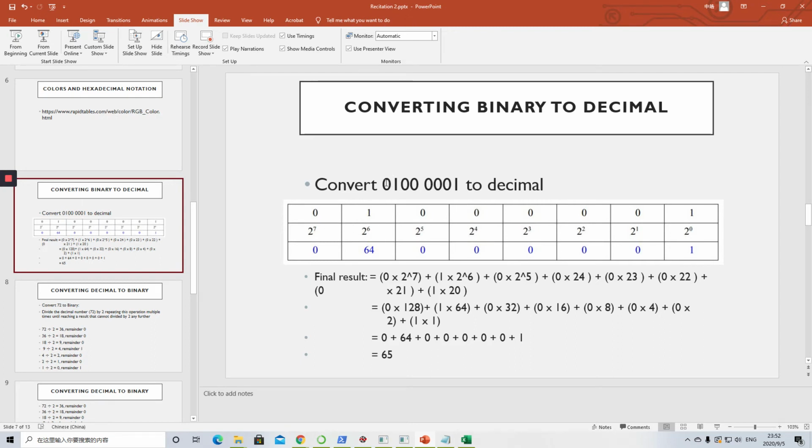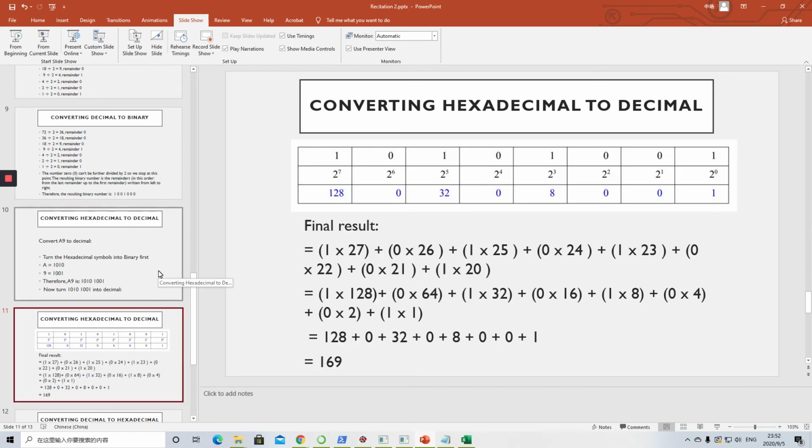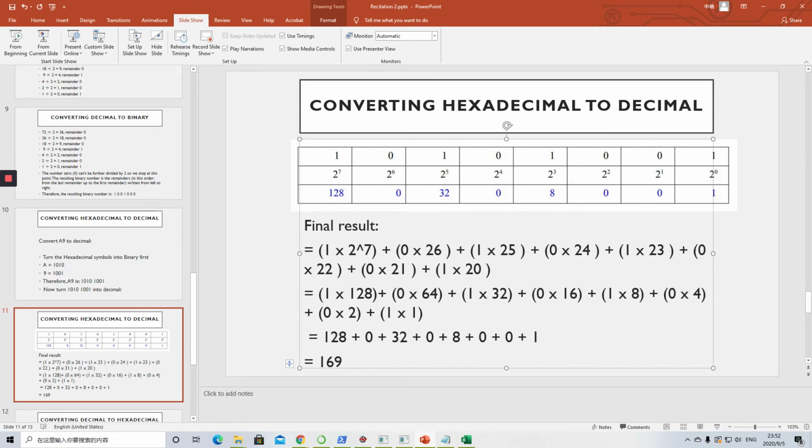From right to left, we have 2 to the power of 0 all the way to 2 to the power of 7, and we just use the first row to multiply the second row, and we add each column together. We get a decimal answer. It's pretty easy, right? This is 2 to the power of 7, and so on. You got the idea.